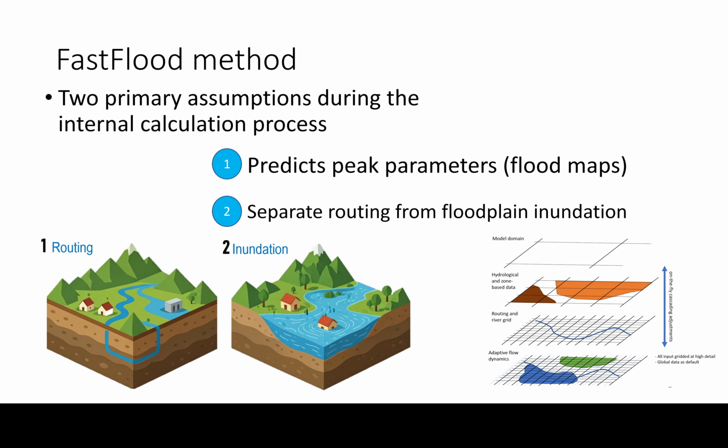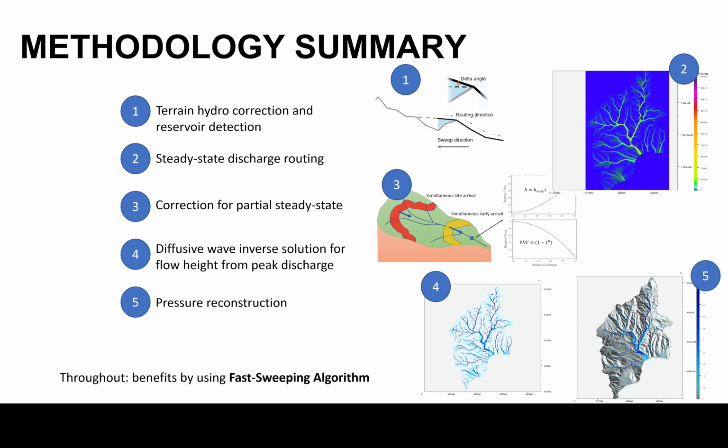We also have some numerical tricks that we rely on, like cascaded grids at different resolutions to help us do the relevant processes at the most optimal level of detail. And we separate routing from inundation calculations internally in the model behind the scenes. But mostly the time saving is due to the fact that we directly calculate the peak parameters. Now you might wonder, how can we skip the time stepping that's often required with flow modeling and do this effectively? Just in summary, this is a rough outline of the steps that are involved in the model.